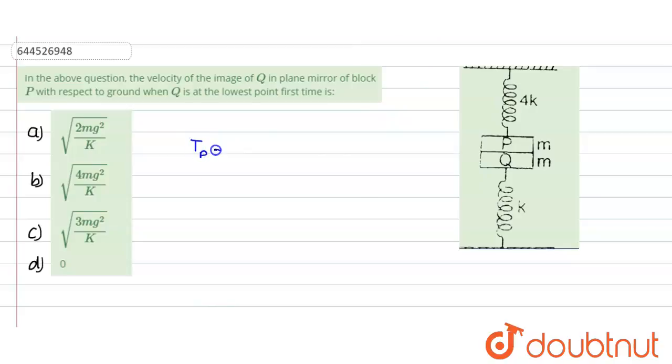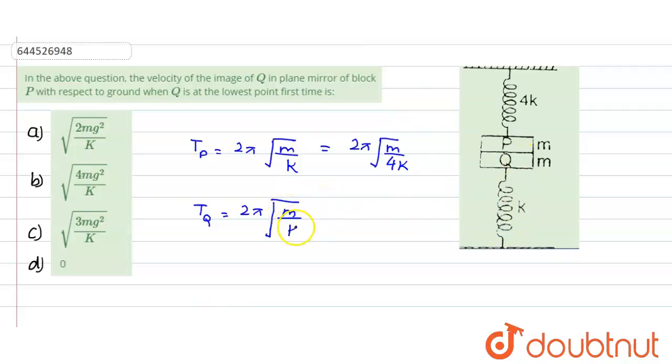Now in this situation, what is the time period for P? The time period for a spring mass system is 2 pi under root M divided by K. So the time period for P would be 2 pi under root M divided by 4K, since the mass of P is M and the spring constant is 4K. Now what is the time period for Q? Similarly, 2 pi under root M divided by K, where the mass is M and the spring constant is K.